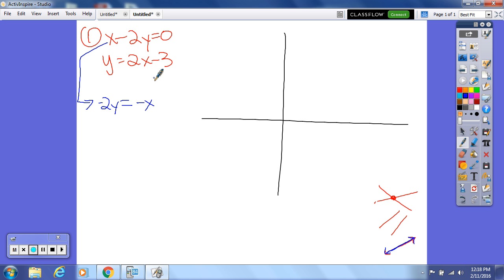Alright, so I got a negative 2 here. So it's being multiplied, so what do I need to do? Divide by negative 2.